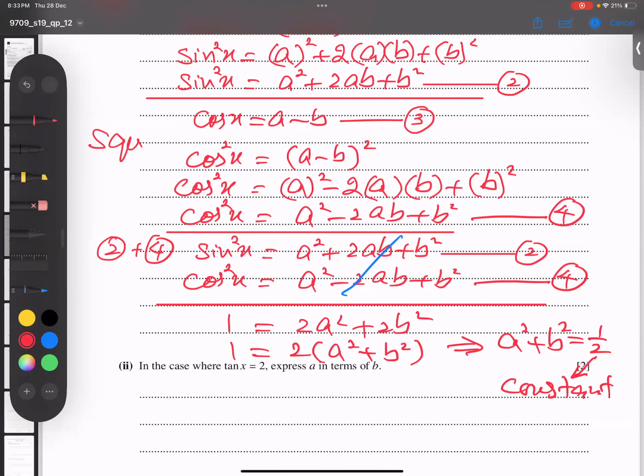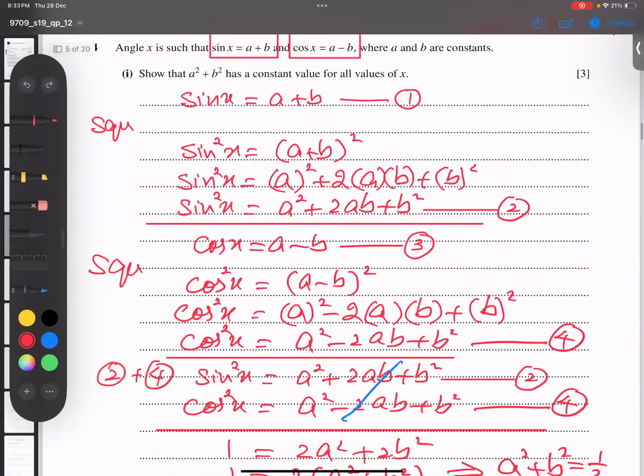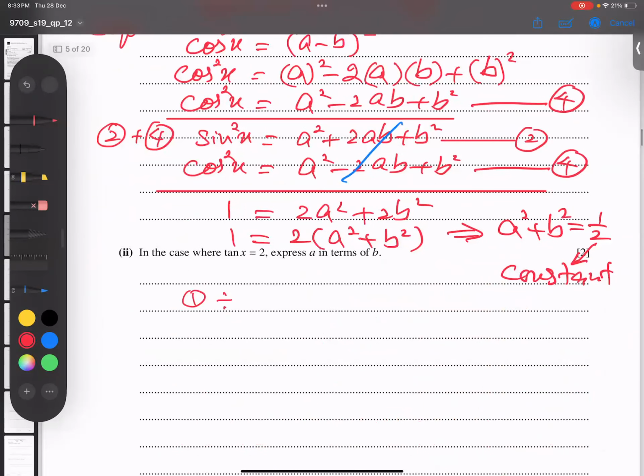Now let's go for the next one. And what is the next one? He said that tan x. How to get tan x, students? So sine up and cos down. Equation 1 divided by 3. I repeat, equation number 1 divided by 3. That is why I need tan. So I'm writing here 1 divided by 3.